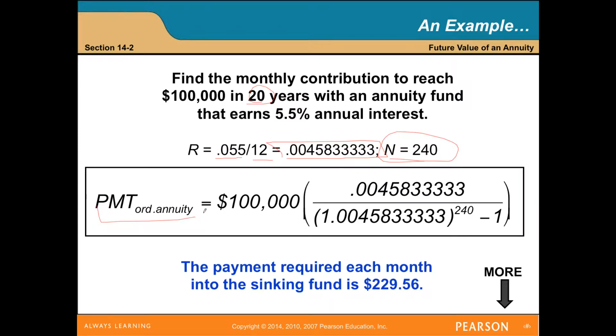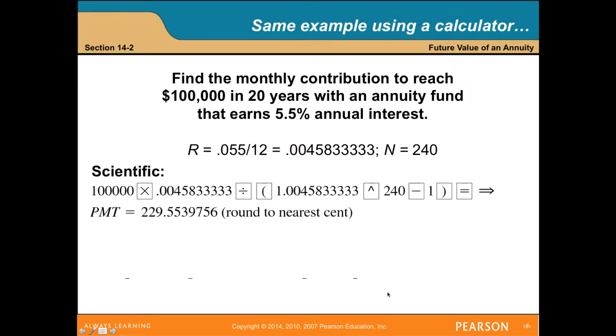So the payment of the ordinary annuity equals 100,000, and it's going to be multiplied by, first, you work what's in the parentheses, the rate per period, which is 0.004583, and then it gets divided over 1 plus the rate, which is 1.004583333, and then as the exponent, the number of periods, 240, minus 1. So the payment required each month into the sinking fund is $229.56.